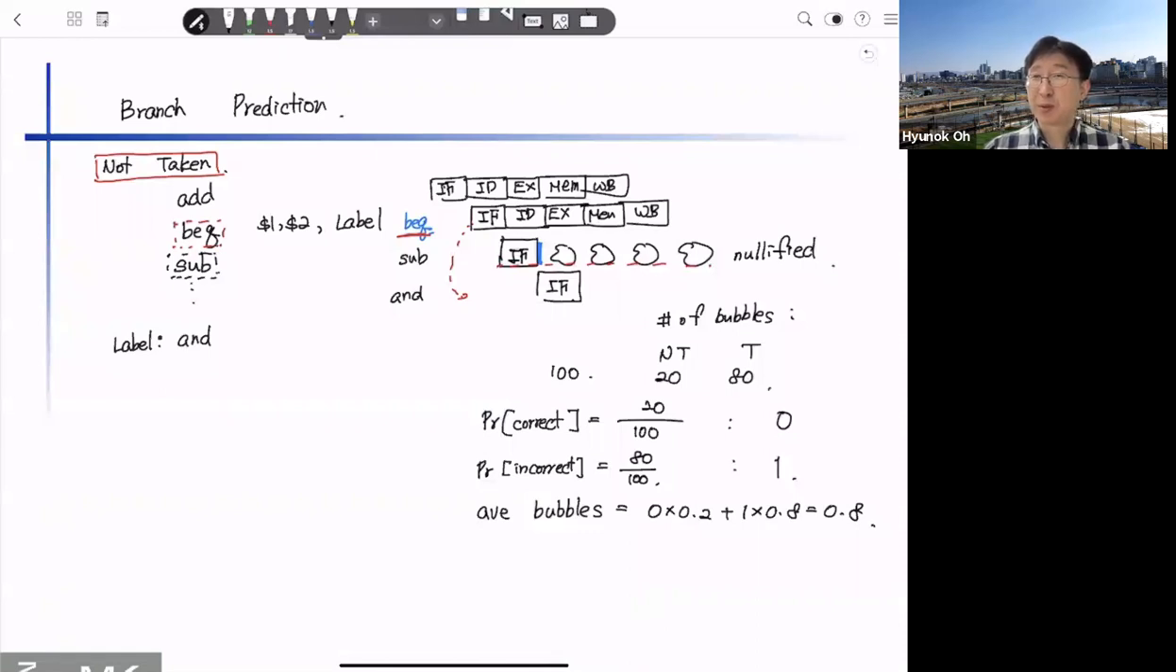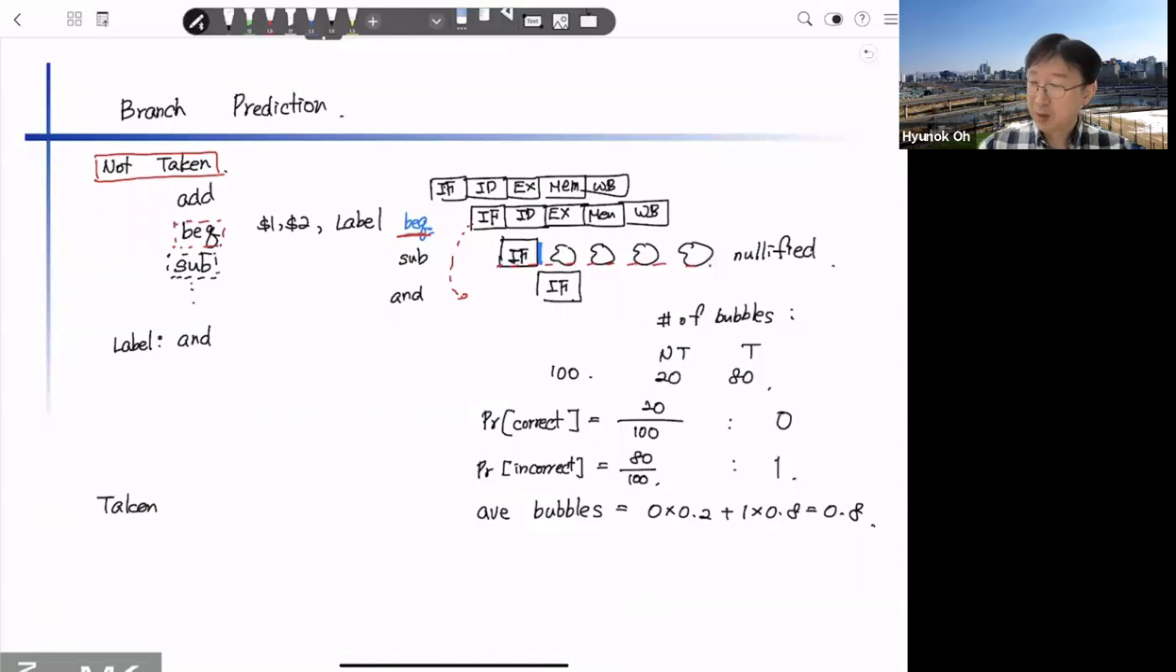Okay, so the bubble is reduced to less than 1, but still it's not 0. Okay, it's totally depending on the behavior of the program. If the branch is not taken happening a lot in the program, then our prediction guarantees better performance. Otherwise, it's not going to be improved so much. Okay, so this is not taken. Then there is another one, taken, right? The taken case is assuming that the branch is always jumping.